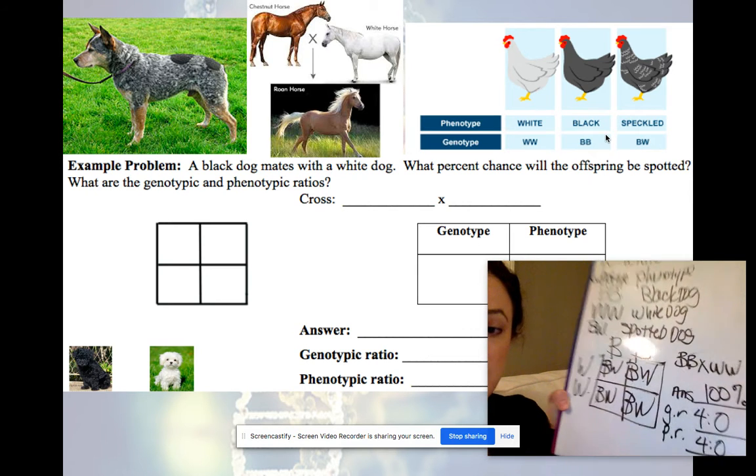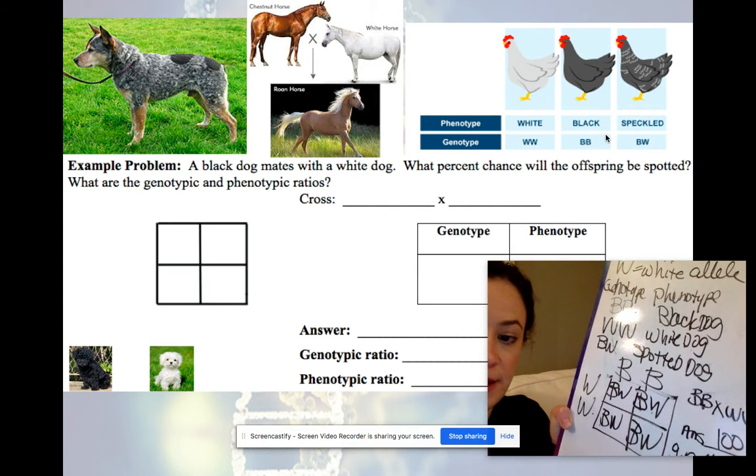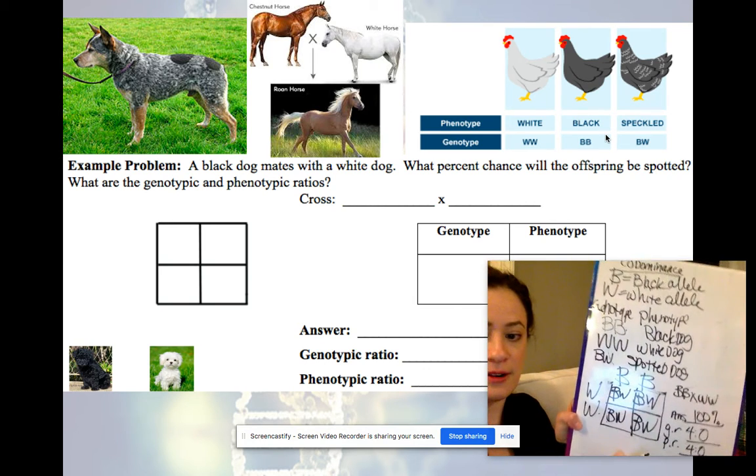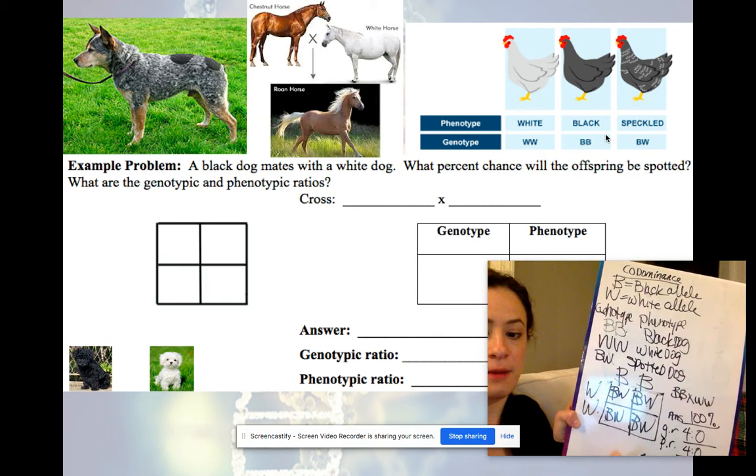And again, it's codominance because both of the alleles show. And so that's how we do this problem here. So that's everything showing up there.